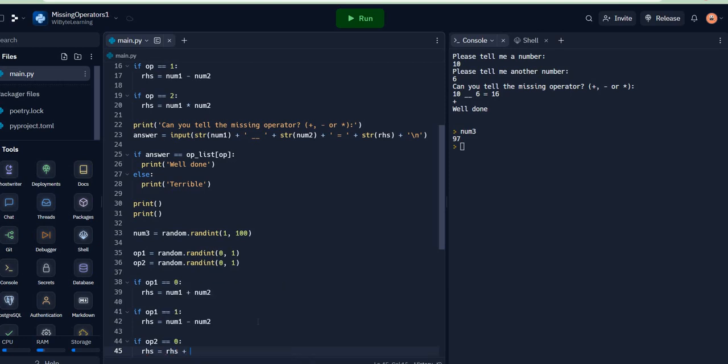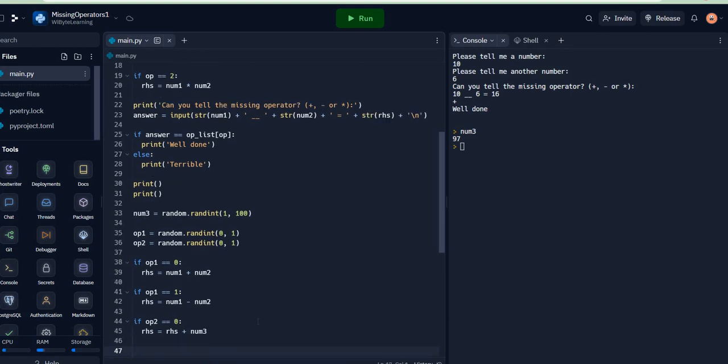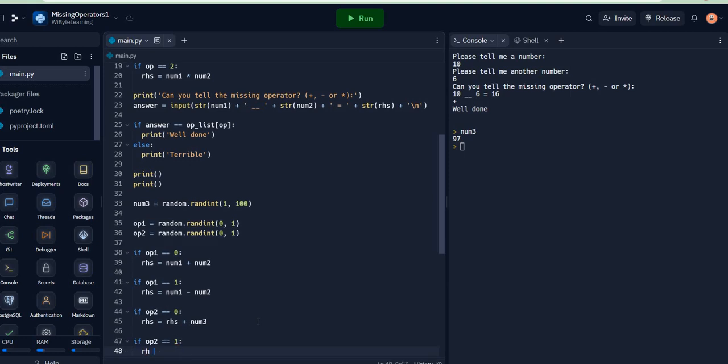This time round, I'm just going to make some kind of change to the RHS value. So I write RHS equals RHS plus num3, because remember this is between number 2 and number 3. So we've computed the partial value, which is num1 plus num2 or num1 minus num2. Now we go and add num3. So do it slowly because we must get the right variables in place. Otherwise, RHS is equal to RHS minus num3.